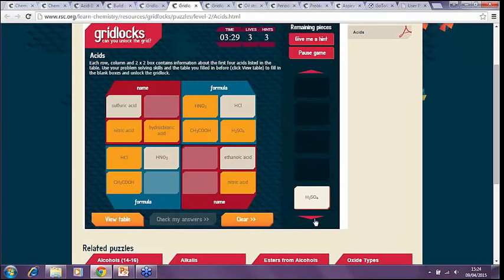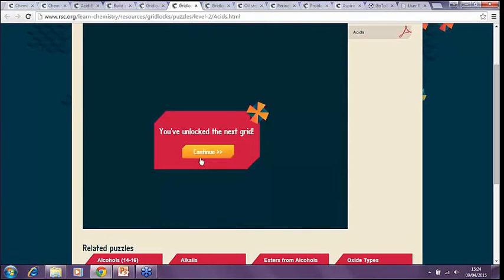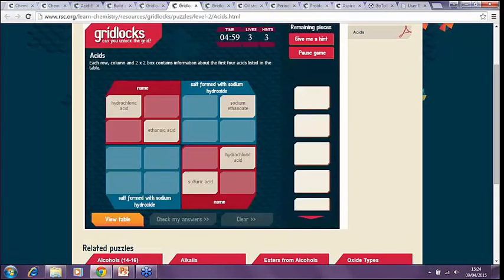Okay, hydrochloric acid. We can fill it in. Okay, so I've got the last one. Scroll down, it's at the bottom. Okay, so I've unlocked the next grid. So you can see then the next level, it's not just looking at the formula anymore, we're looking at the salt that's formed with sodium hydroxide. So you can see the idea of that one there.